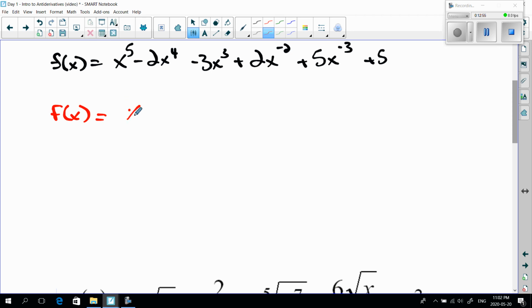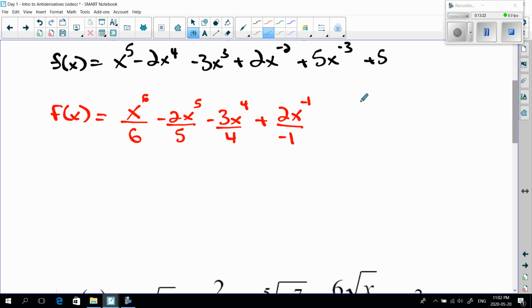But add 1 to the exponent, divide by that new exponent. Add 1 to the exponent, so 2x to the 5th, divide by that new exponent. This would become negative 3x to the 4th divided by 4. This would become 2x to the negative 1. You add 1 to negative 2. Negative 2 plus 1 gives you negative 1.